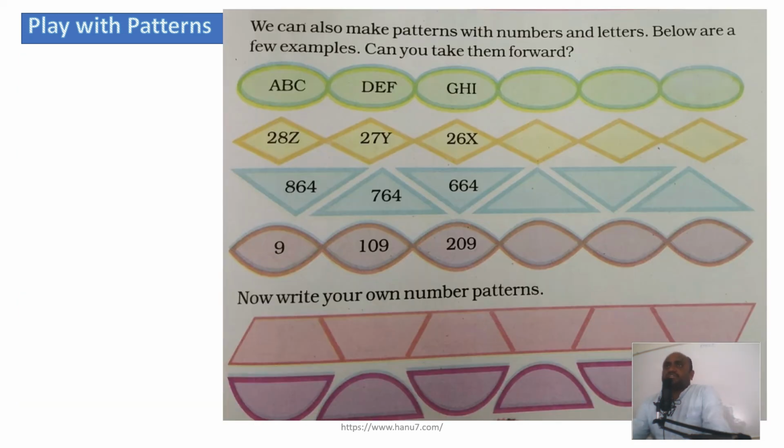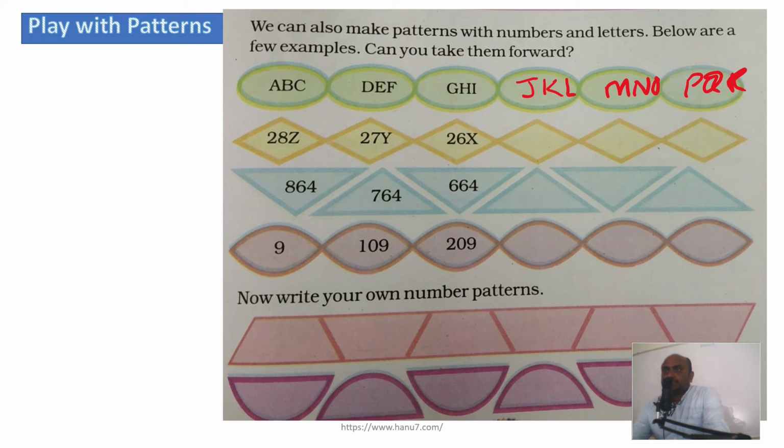We can also make patterns with numbers and letters. Below are a few examples, can you take them forward? So ABCD, ABC, DEF, GHI. The next pattern is JKL, MNO, PQR. Okay, this is very easy, so everybody can do it. The next one is 28Z, 27Y, 26X. So what could be the next?